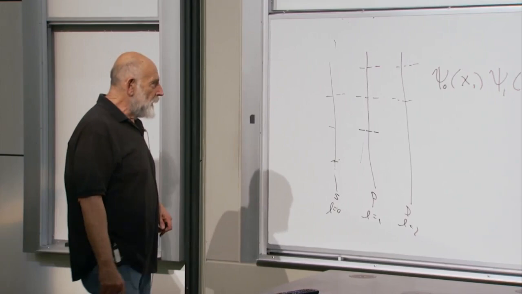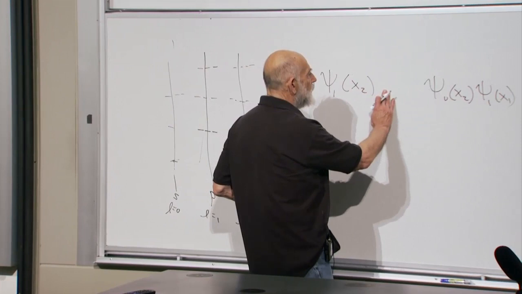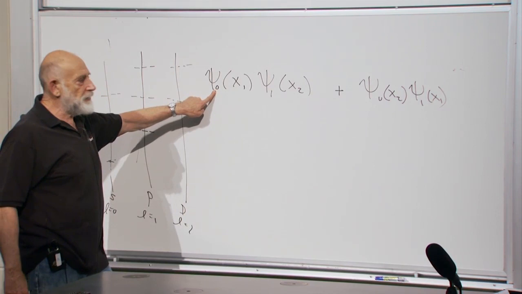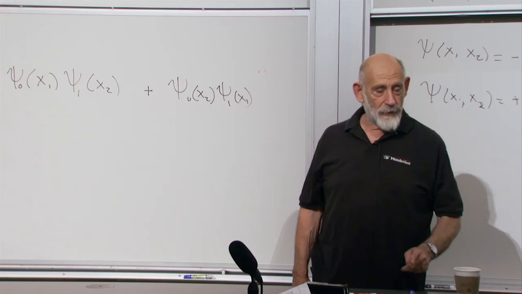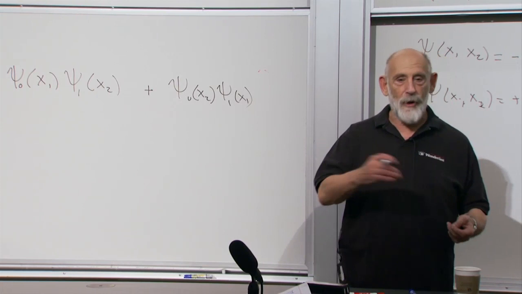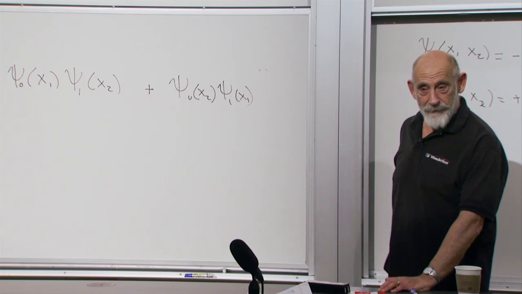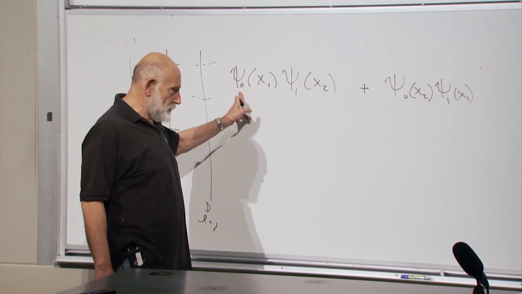Let me now take a state which is made by taking both of these combinations here and adding them. This is a perfectly good wave function. It's a superposition of particle 1 being in psi 0 and particle 2 being in psi 1, and the opposite. Both of them have a particle in psi 0 and a particle in psi 1, so both states have been filled. But what happens to this if I interchange 1 and 2? Nothing. It stays the same. So this is a perfectly good candidate for a boson system: a particle in state 0 and a particle in state 1.